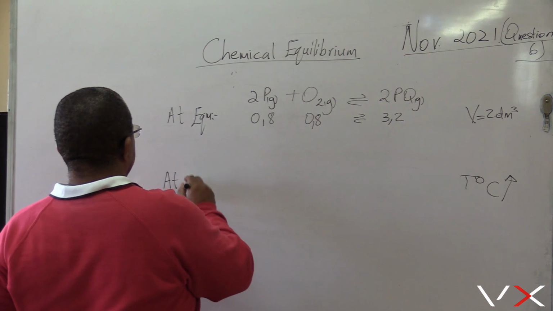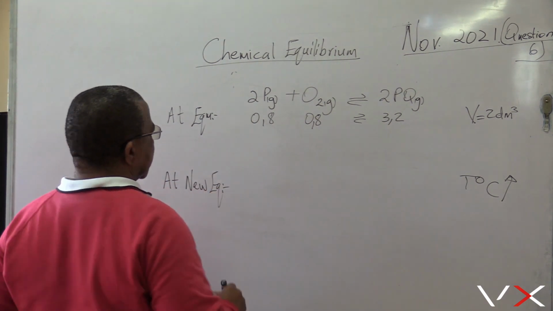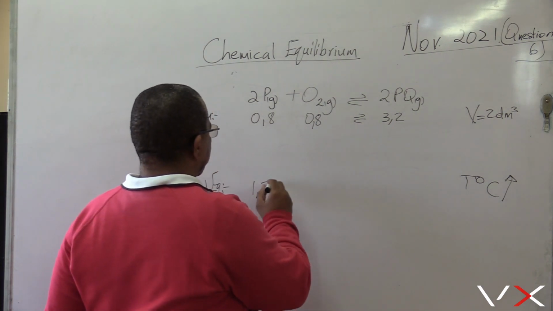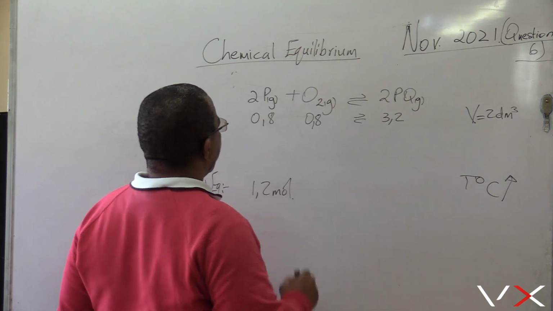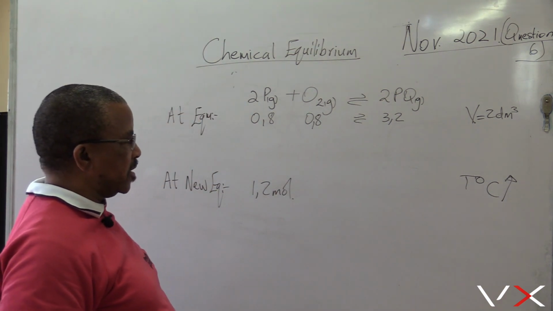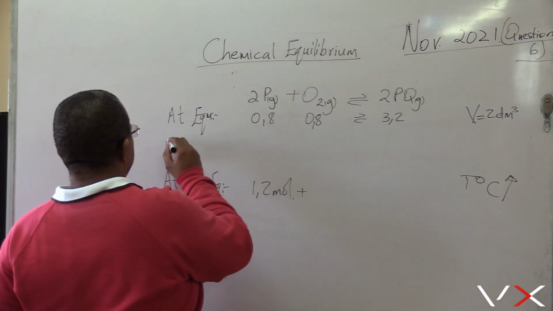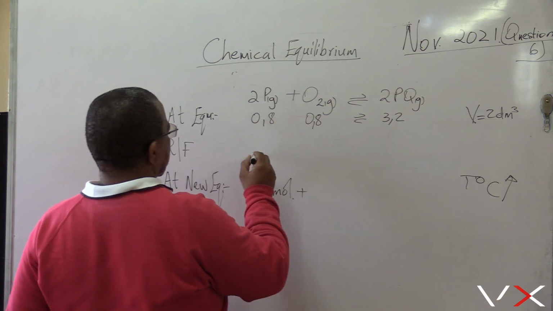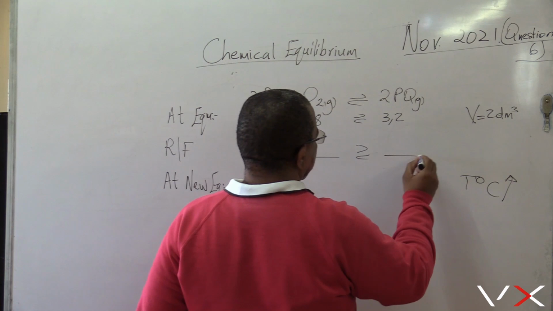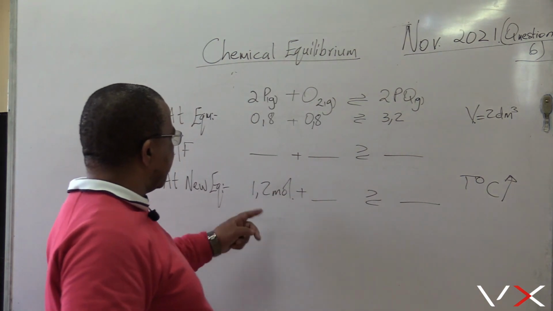At new equilibrium sinani, new equilibrium kuthiwa 1.2 mole of P has been found present in the container. So reacted and formed, we don't know. Asazila. So there's a new equilibrium.